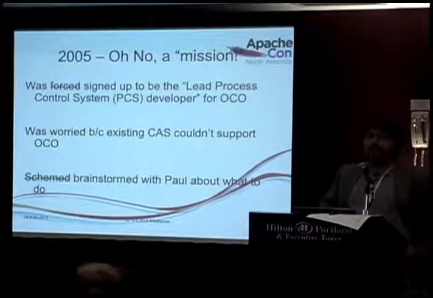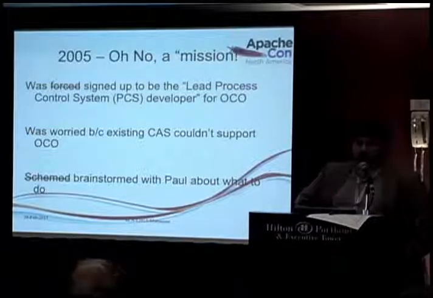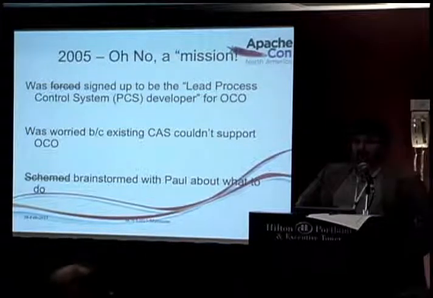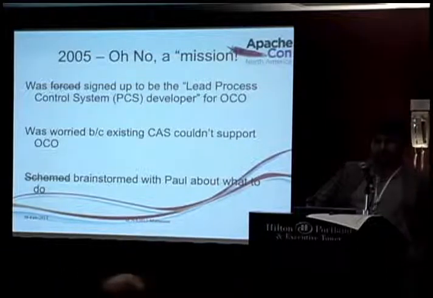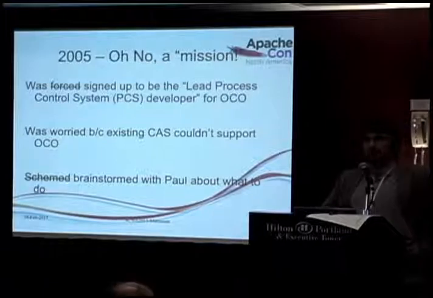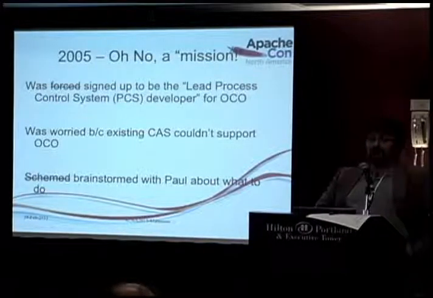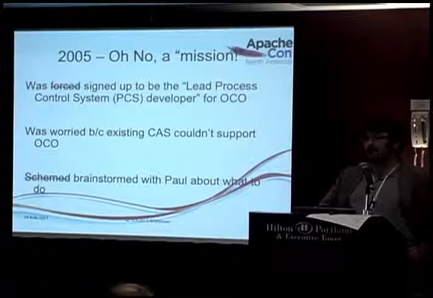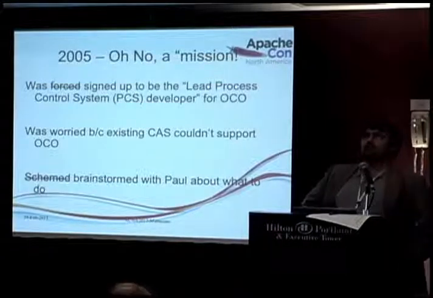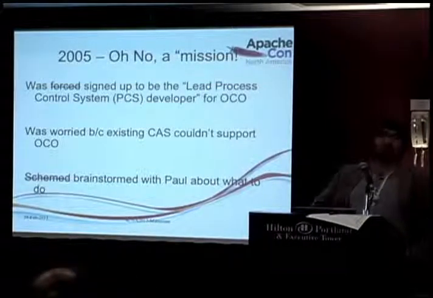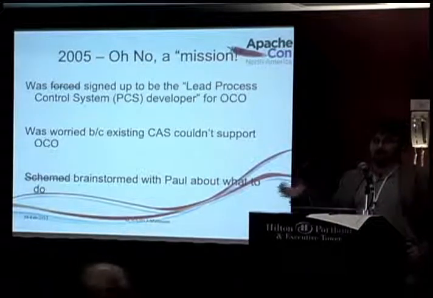I was signed up to be the lead process control system developer for OCO. My concern, as I started to look at the requirements for OCO, was that it was running like 10,000 jobs per day, producing, I think, 150 terabytes in the first 3 months, which in 2005 was a lot of data. 150 terabytes was our nominal level zero, level one processing, and then it was going to get bigger after that. We had a science computing facility and people were going to run different algorithms, and it was just going to get really big.